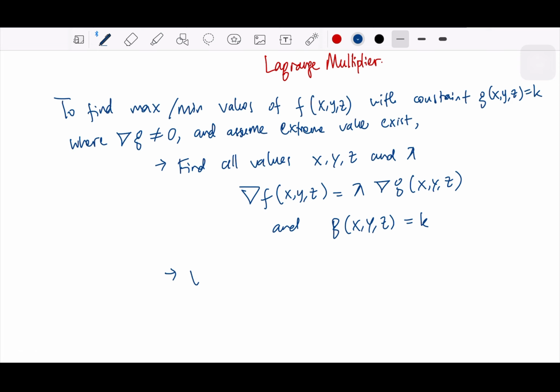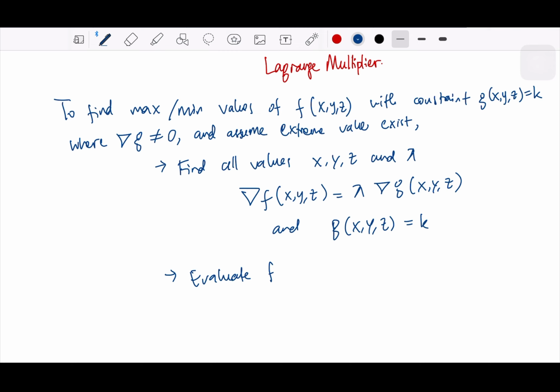And then the second step: evaluate the function f at all the points, and then arrange the max and min. Okay, that's how we are going to set our equations.